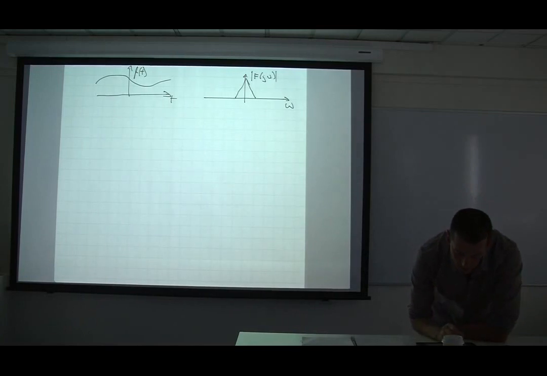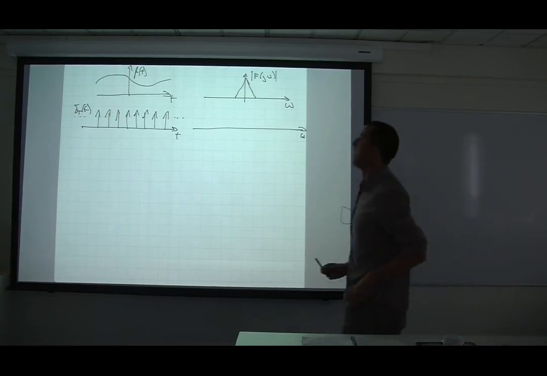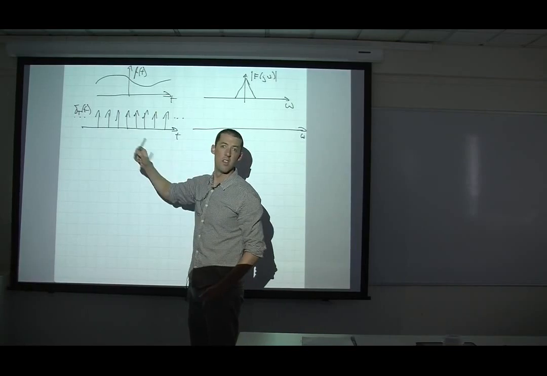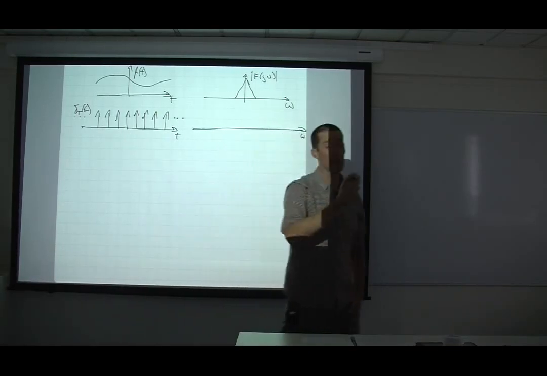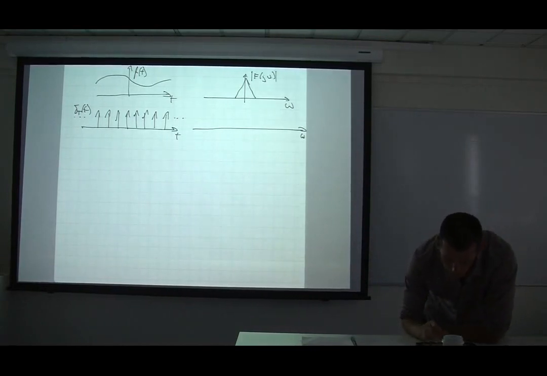If I wanted to sample it, then I would multiply it by my delta functions, which is a bunch of guys that look like this, and so on forever in both directions. So this is my delta T of t. And we've already proven that this can be represented as an infinite sum of cosines. And they're all at multiples of the frequency that would be the periodicity of this thing.